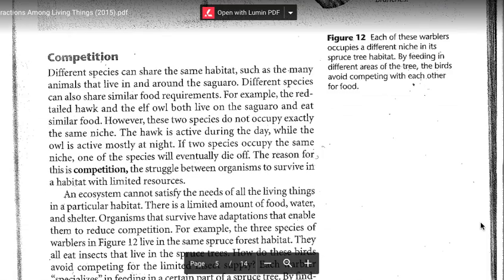Competition. Different species can share the same habitat, such as the many animals that live in and around the saguaro. Different species can also share similar food requirements. For example, the red-tailed hawk and the elf owl both live on the saguaro and eat similar food. However, these 2 species do not occupy exactly the same niche. The hawk is active during the day, while the owl is mostly active at night. If 2 species occupy the same niche, one of the species will eventually die off. The reason for this is competition, the struggle between organisms to survive in a habitat with limited resources.